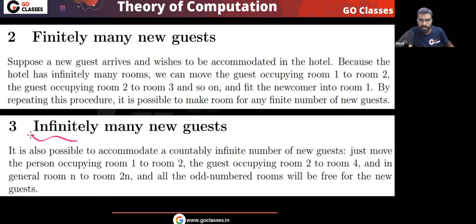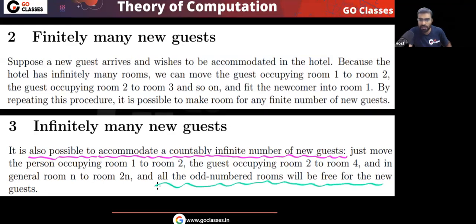So if countably infinite new guests are coming, it is possible to accommodate them. All the odd number rooms will be free, and then you can put the new guests there. So this is the idea.